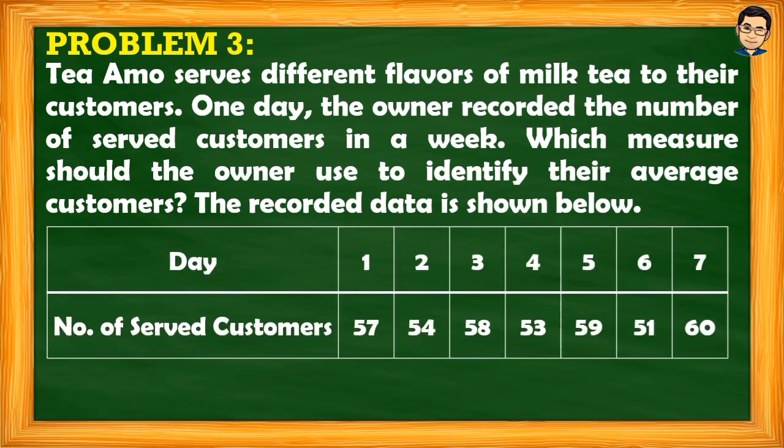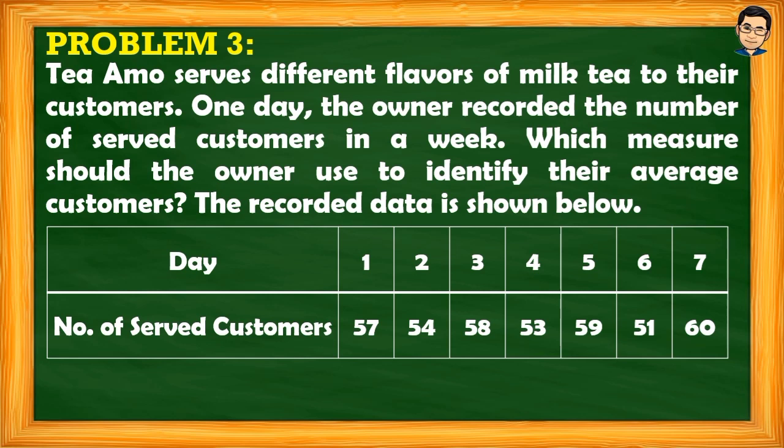So, ayan. Ito yung ating data. So, tinitignan natin dito yung average customers for the past 7 days in a week. Okay, so ayan yung ating data. So day 1, ang bilang ng customers is 57. And then day 2, 54. Day 3, 58. Day 4, 53. Day 5, 59. Day 6, 51. Day 7, 60. So anong mapapansin natin sa mga number of served customers?